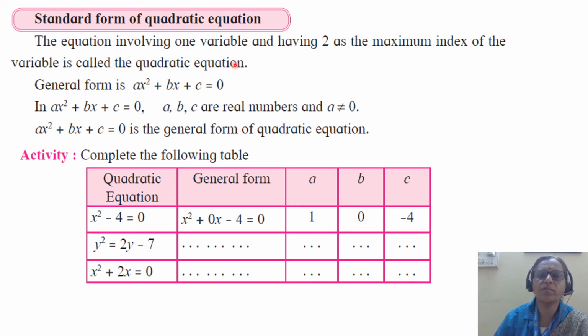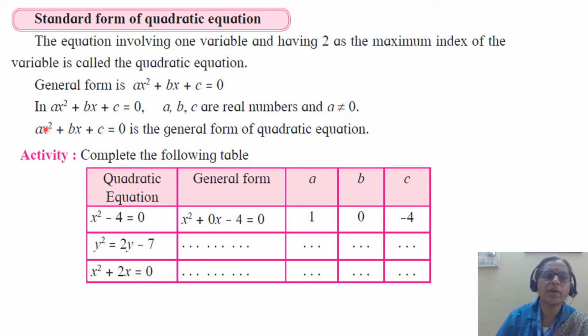Equation involving one variable, which is x, having highest degree 2, that is ax square. So an equation in which the maximum index of the variable is 2 is called a quadratic equation. This is called general form of the quadratic equation. Now a, b, c are real numbers and a not equal to 0. This is the necessary condition, a not equal to 0.